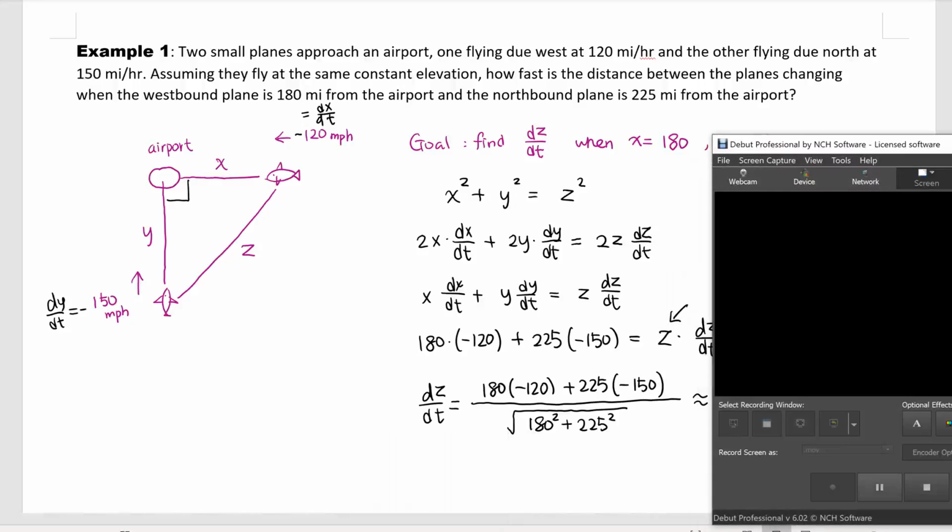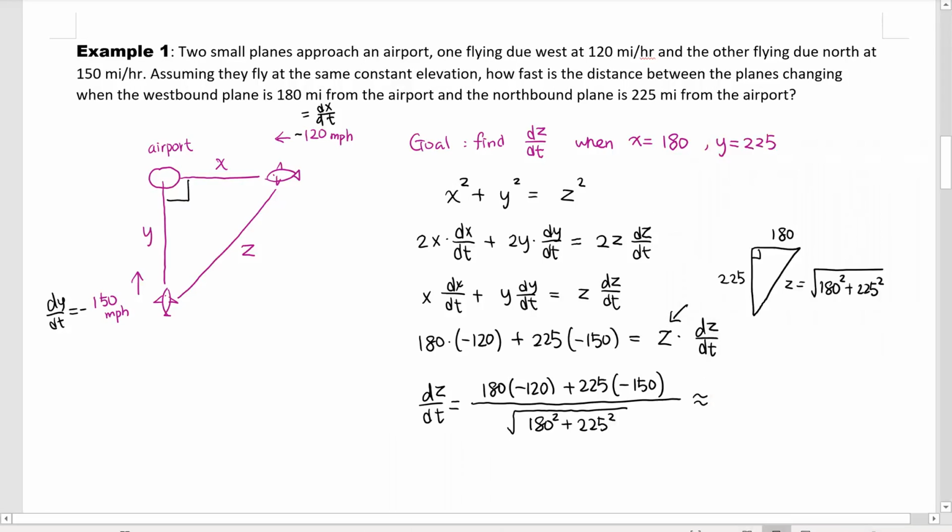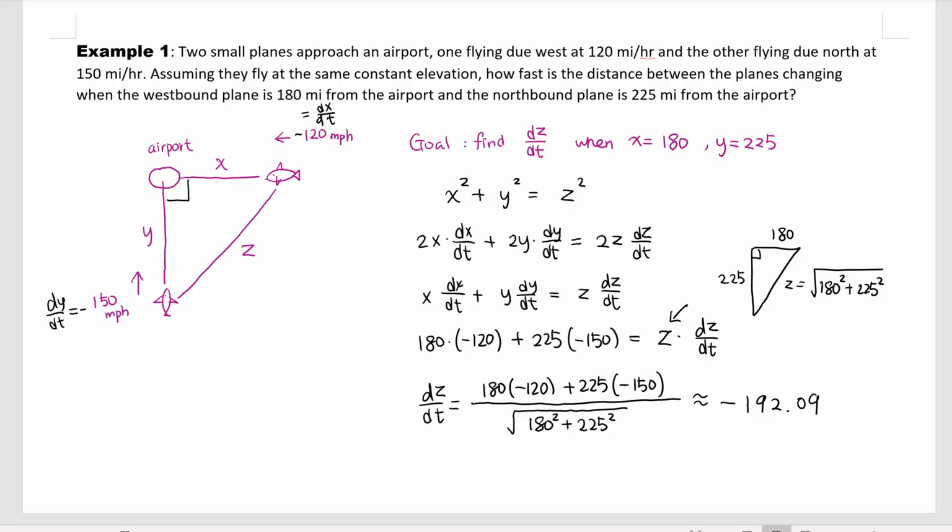Okay, let's pause here. Alright, so the answer I get is minus 192.09. Do you get the same thing? So what is the unit? Yes, rate of change, miles per hour. Okay? Alright, that is example 1.